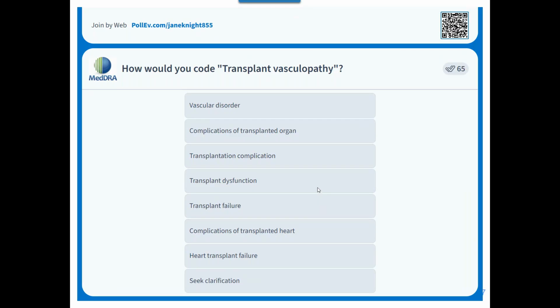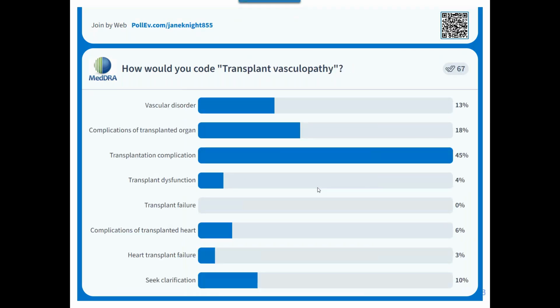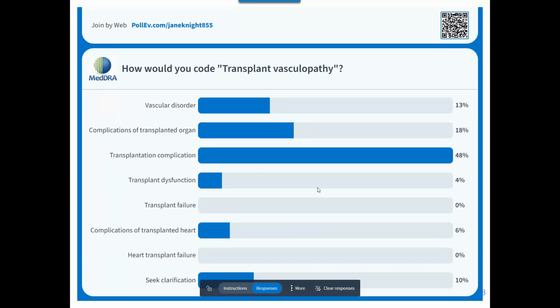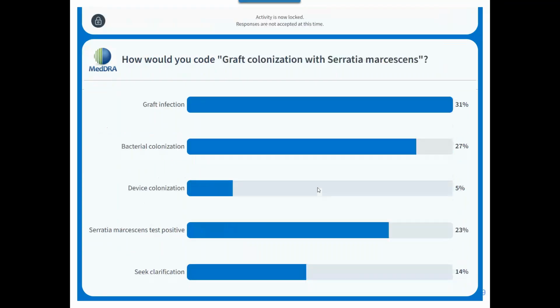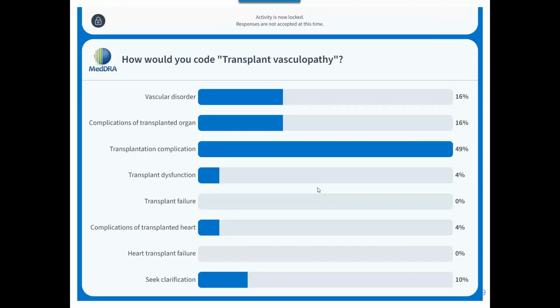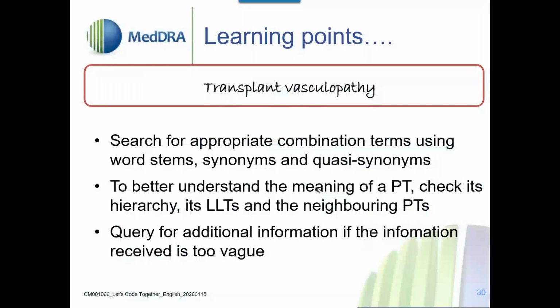So have you all voted? Transplantation complication seems to be the most popular there, that it's a complication from the transplantation. Let's close the poll. 49%, you're more agreed with one another on this one. The learning points is we would search for an appropriate combination term using words, stems, synonyms, quasi-synonyms. You saw me look vascular or vessel, graft, transplant, because we don't know.